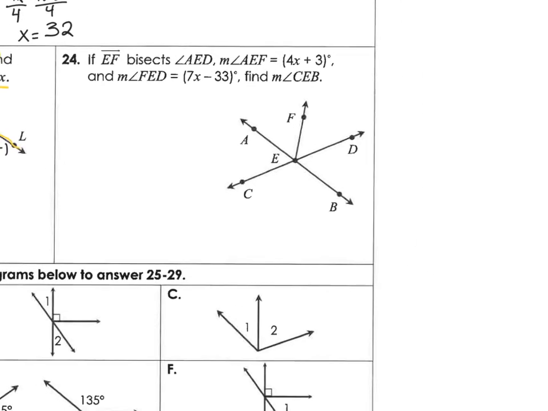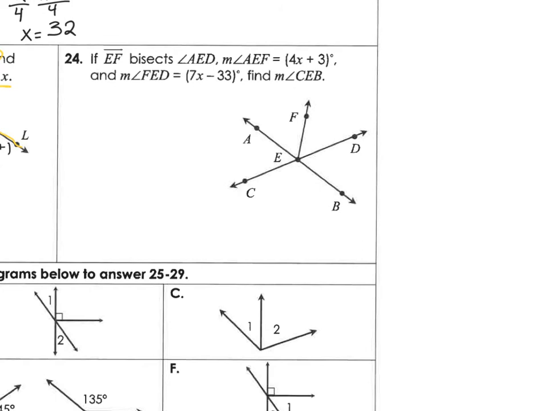Okay, 24. If EF bisects AED, so that means that these are equal. AEF equals 4x plus 3. And FED equals 7x minus 33.